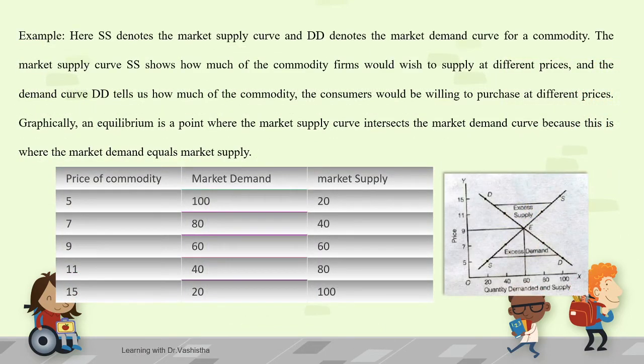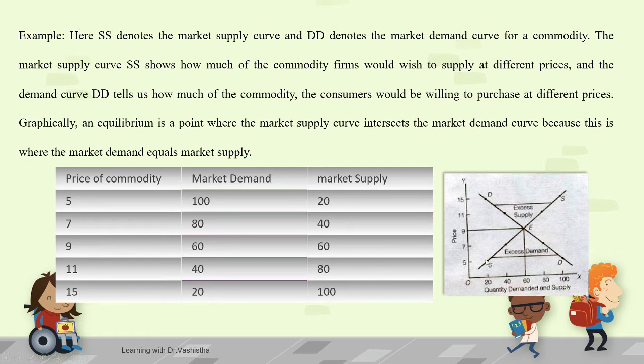Now there is an example to explain. See, this is another figure to show that here SS denotes the market supply curve and DD denotes the market demand curve for a commodity. The market supply curve shows how much of the commodity firms would wish to supply at different prices, and the demand curve, which is DD here, tells how much of the commodity the consumer would be willing to purchase at different prices. Generally, an equilibrium is a point where the market supply curve intersects the market demand curve, because this is where market demand equals market supply, which is point E here.